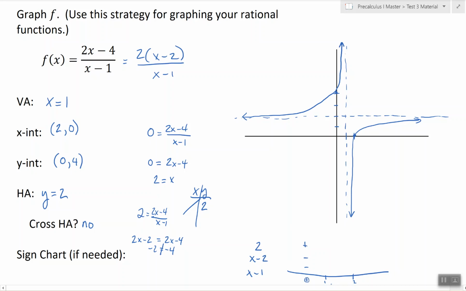Multiply all those together and it's positive. If I had 1.5, 2 is just a number that's positive. 1.5 minus 2 is negative, 1.5 minus 1 is positive, so this interval is negative. And over here, maybe a 3. 2 is a number that's positive. 3 minus 2 is positive. 3 minus 1 is positive. We multiply those all together and it is positive.